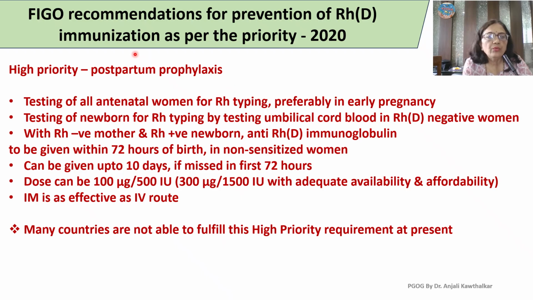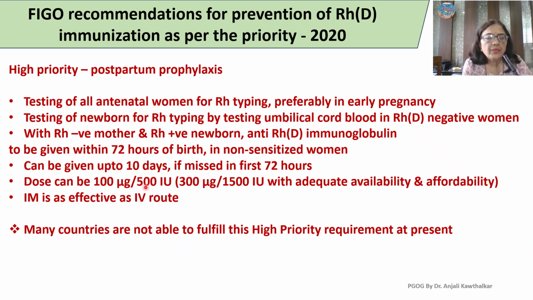Now there are the FIGO recommendations. FIGO is the International Federation of Obstetrics and Gynecology. The recommendations for prevention of RhD immunization as per priority were made in 2020. High priority is at least postpartum prophylaxis: testing of all women for Rh typing in early pregnancy, testing of the newborn by testing the umbilical cord blood. In an Rh negative mother with an Rh positive newborn, anti-D prophylaxis is to be given within 72 hours in non-sensitized women. It can be given up to 10 days if missed in the first 72 hours.